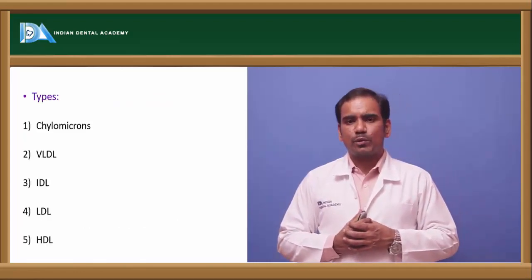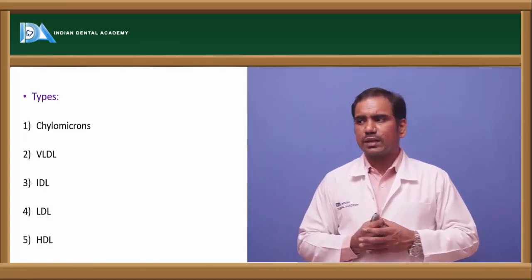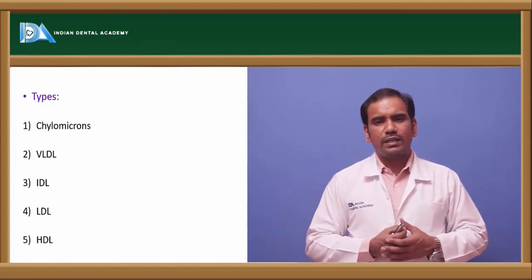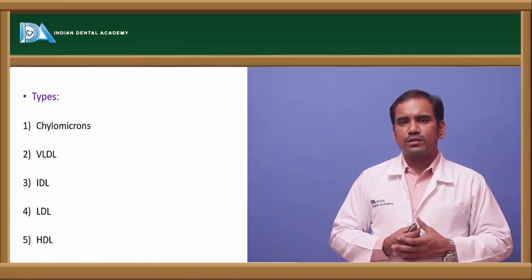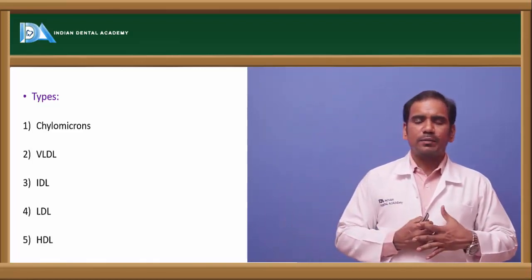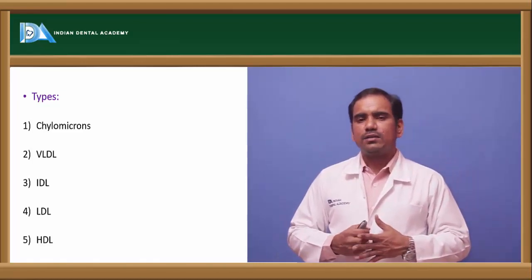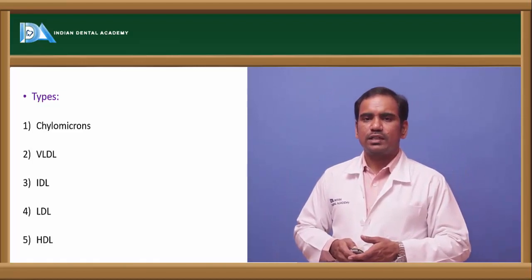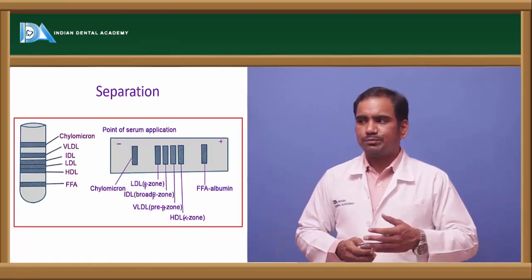Coming to types of lipoproteins, we have 5 types. Those are chylomicrons, VLDL, IDL, LDL and HDL. VLDL is very low density lipoprotein, IDL is intermediate density lipoprotein, LDL is low density lipoprotein, and HDL is high density lipoprotein. So these are the 5 types of lipoproteins.